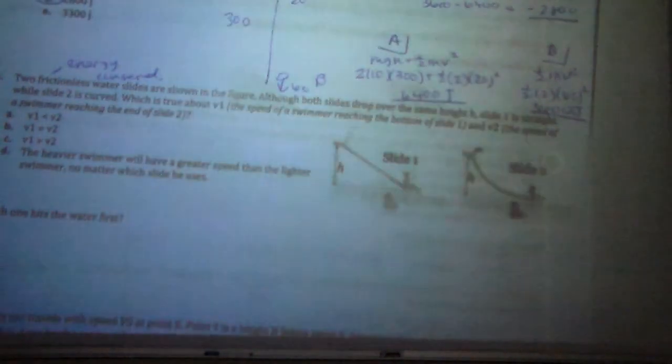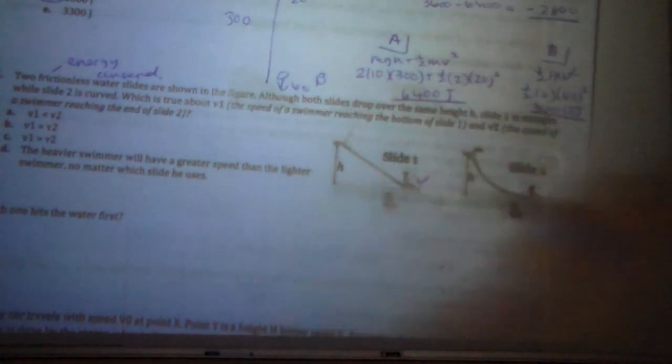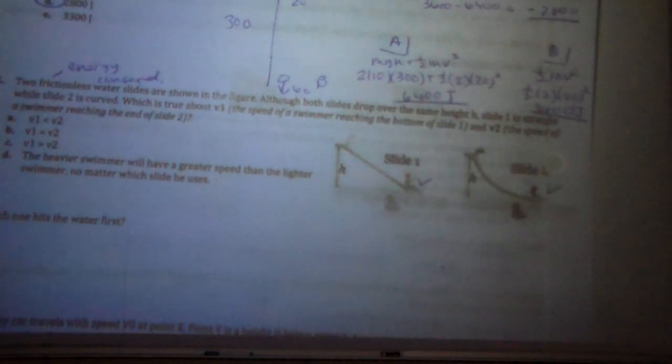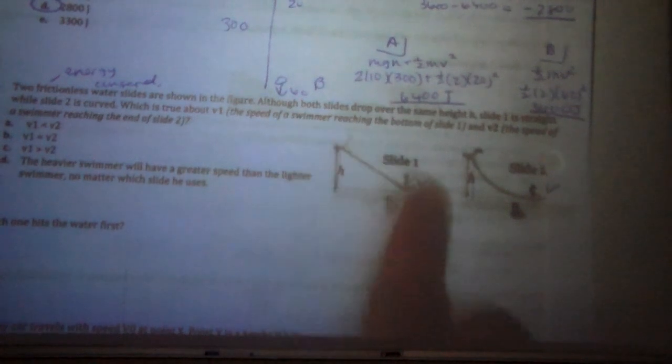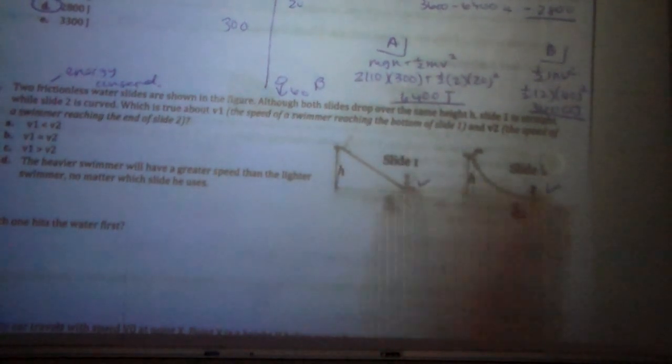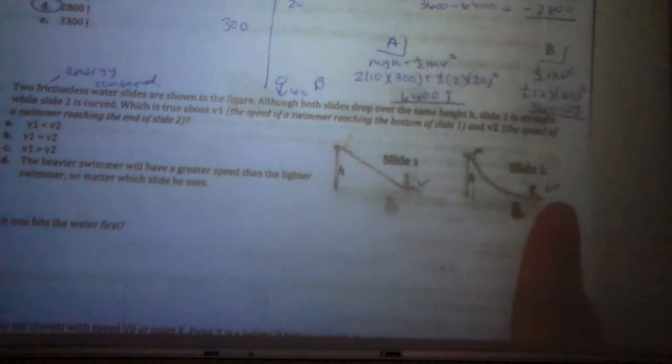All right, here we've got frictionless water slides. So energy is conserved. This one is straight, this one is curved. What do we know about the speed at the bottom of the slide? So the speed right here and the speed right here. So I think through energy is going to be conserved. This one starts with mgh of potential, same here. All that potential is going to be transferred into the kinetic, which means they'll have the same kinetic at the end, so they should have the same velocity.